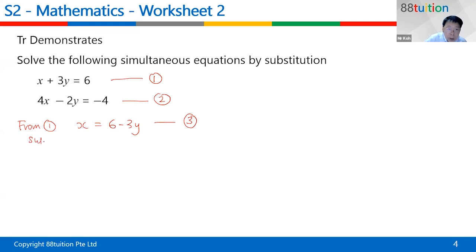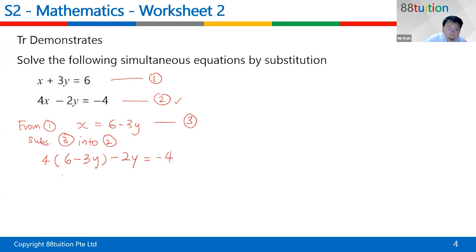So I'm going to substitute. So now always remember, you don't substitute back to equation 1. You substitute back into equation 2. Why? Because your equation 3 actually comes from equation 1. So substitute equation 3 into equation 2. Okay, so how do you substitute? So you see x, you just replace by 6 minus 3y. And then the rest remain the same, minus 2y equal to minus 4.